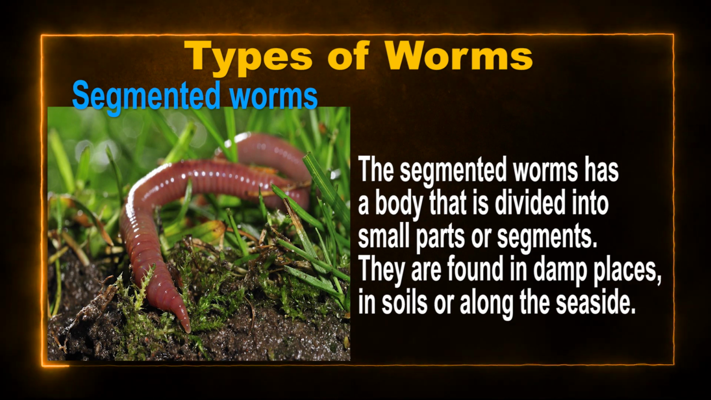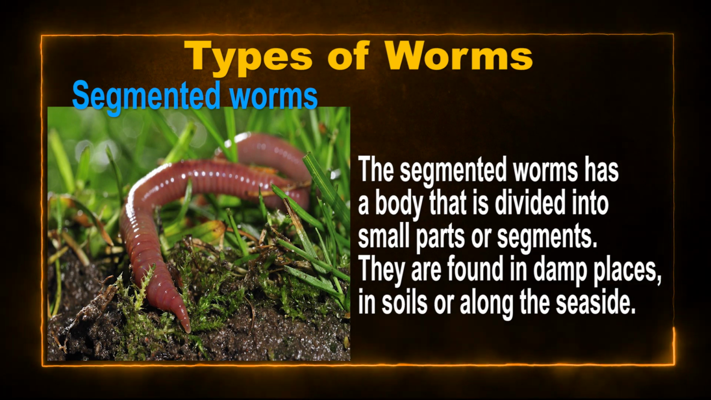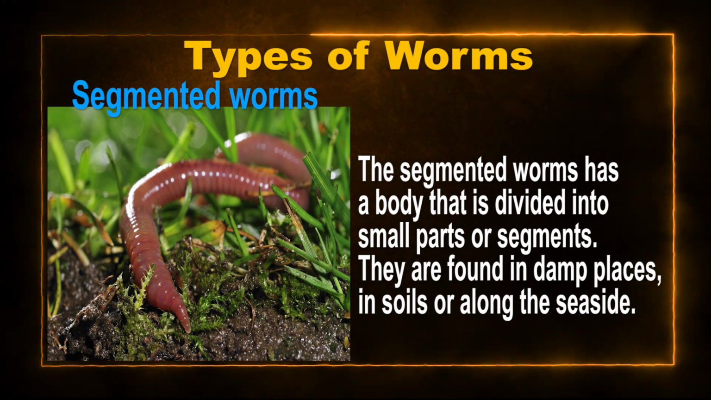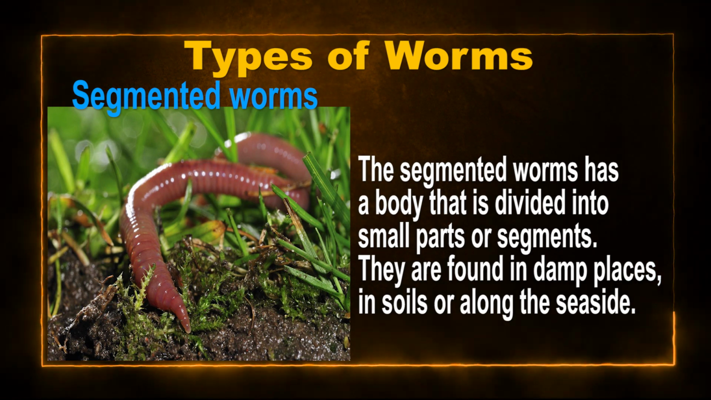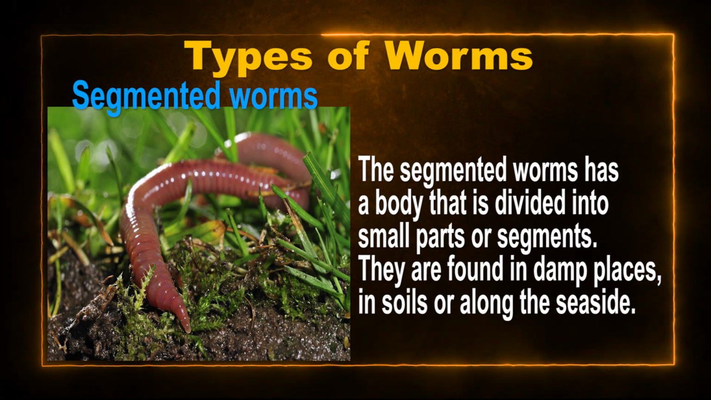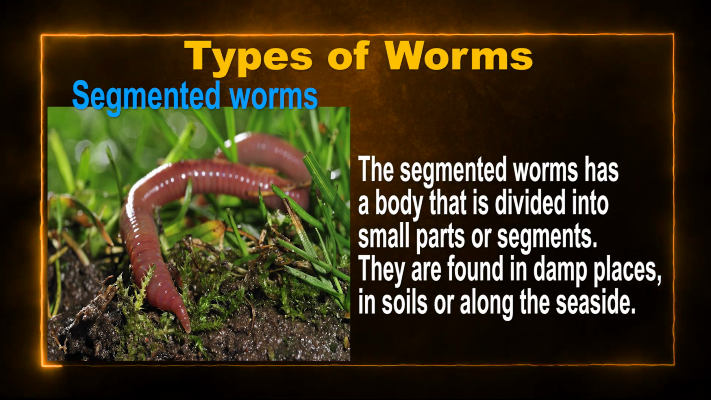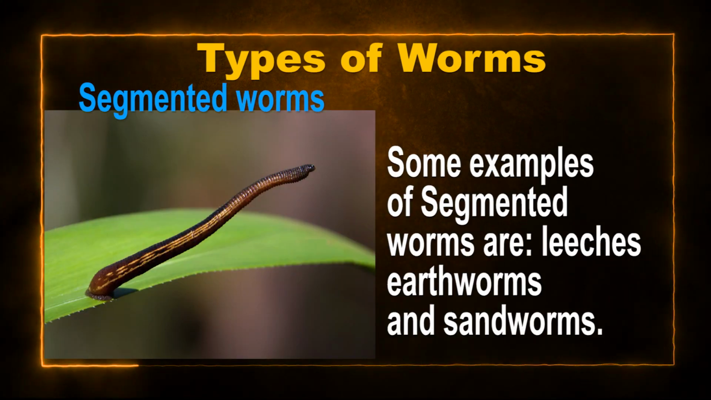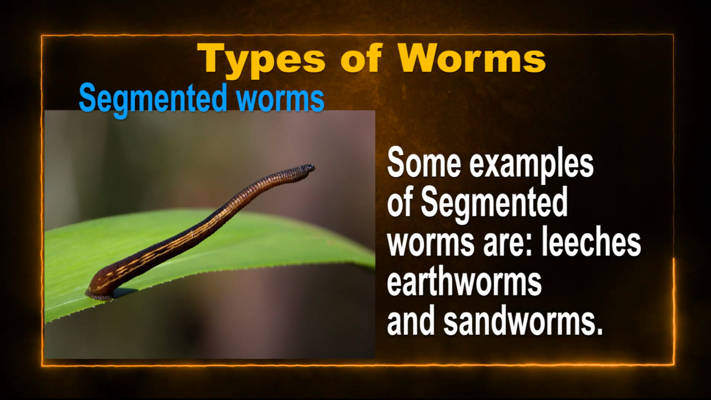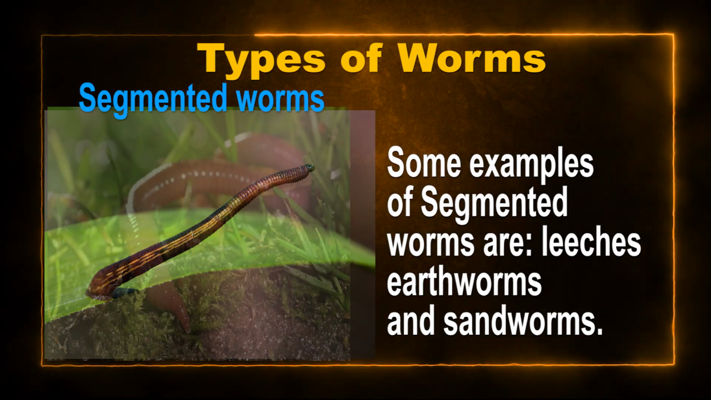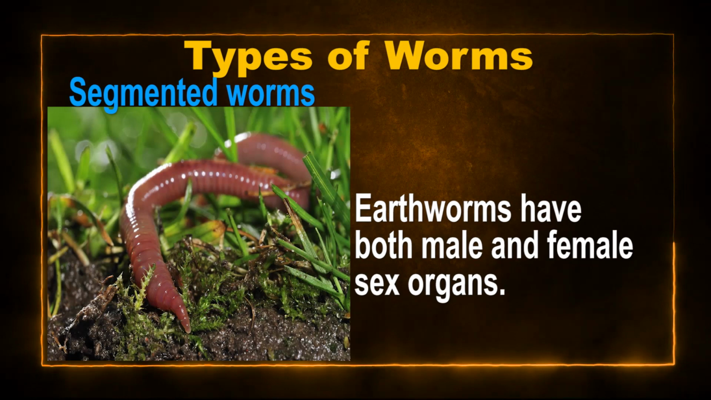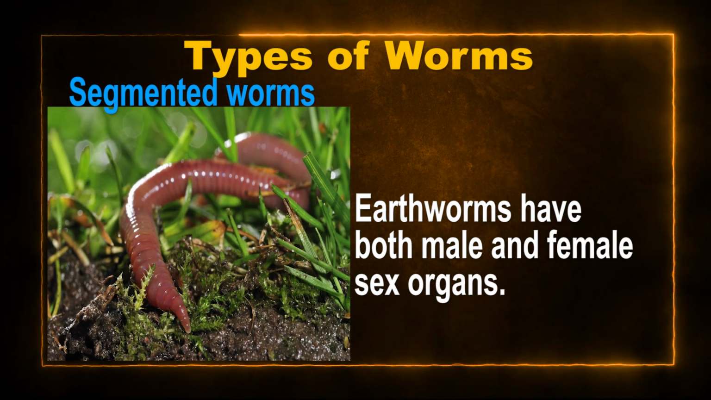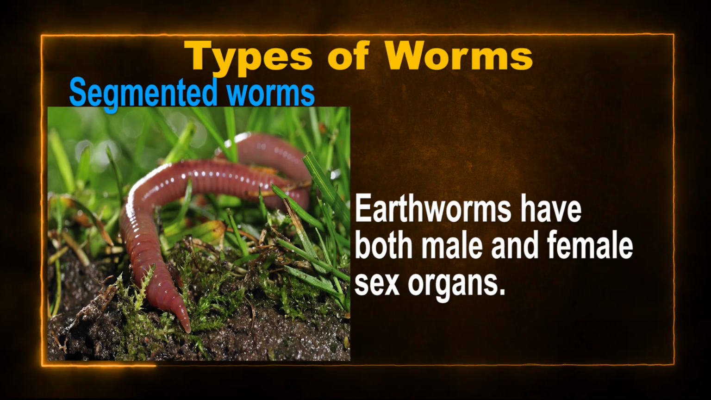The final type of worm is the segmented worm. The segmented worm has a body that is divided into small parts or segments. They are found in damp places, in soils, or along the seaside. Some examples of segmented worms are leeches, earthworm, and sandworm. Earthworms have both male and female sex organs.